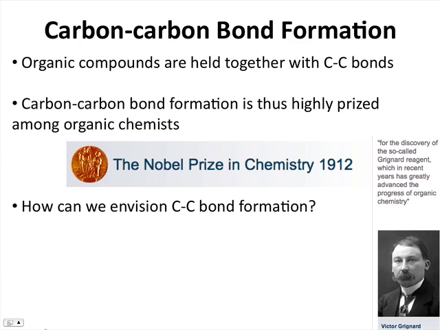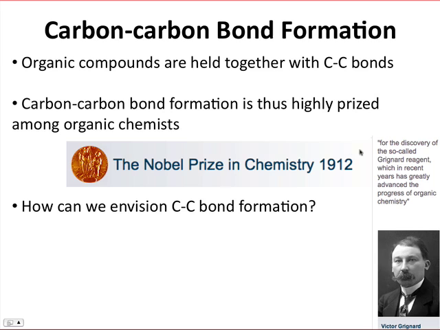Why is carbon-carbon bond formation important? Well, organic compounds are held together with C-C bonds, and so forming carbon-carbon bonds is a huge part of controlling organic chemistry in a rational way. And as a result of that, it's highly prized among organic chemists.